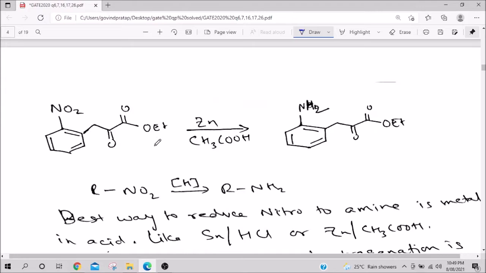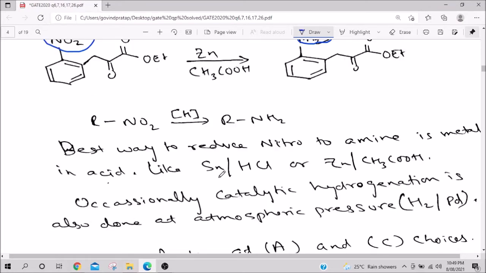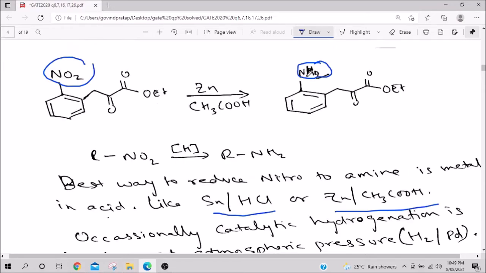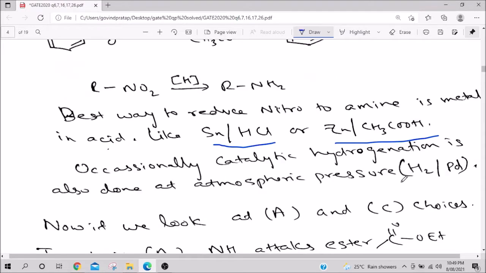One thing you should understand is that to reduce nitro into NH2, the best way is metal in acid. Generally we use either zinc HCl or zinc acetic acid. Either way, you will reduce nitro to NH2. Then occasionally you can also use catalytic hydrogenation. You might be thinking why I am telling all these things, because my aim is not to solve this question paper. My aim is to teach you organic chemistry through this.